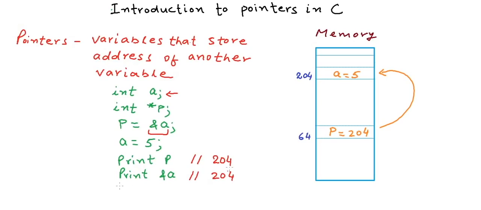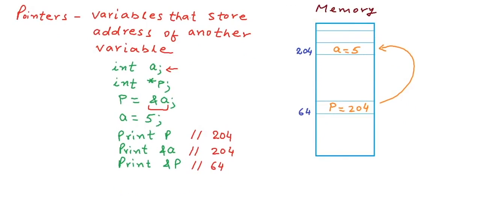What if we want to print ampersand of p? Now p is also a variable and it is also stored in the memory. So ampersand gives you the address of that variable, so printing ampersand of p should give us 64, which is the address of p.